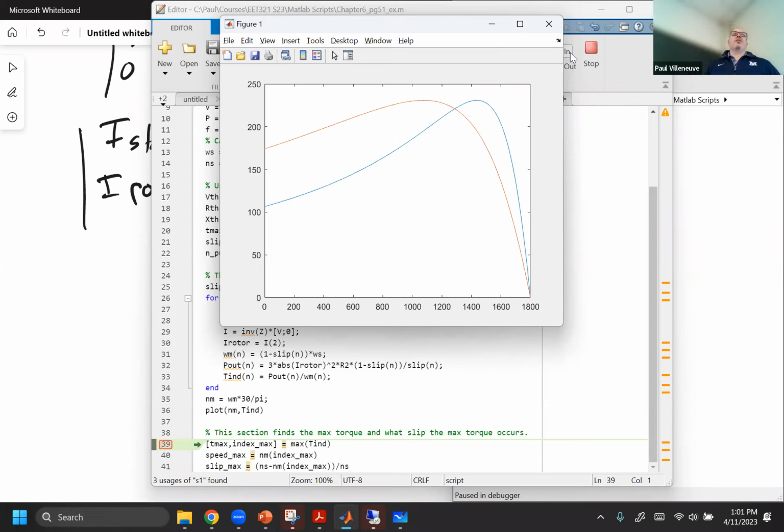Now, the question is: the red line or the blue line, which is R2 equal to its original value, and which is double its original value? Red or blue? I'm asking the question. You got red or blue? Anybody say red? Anybody say blue?